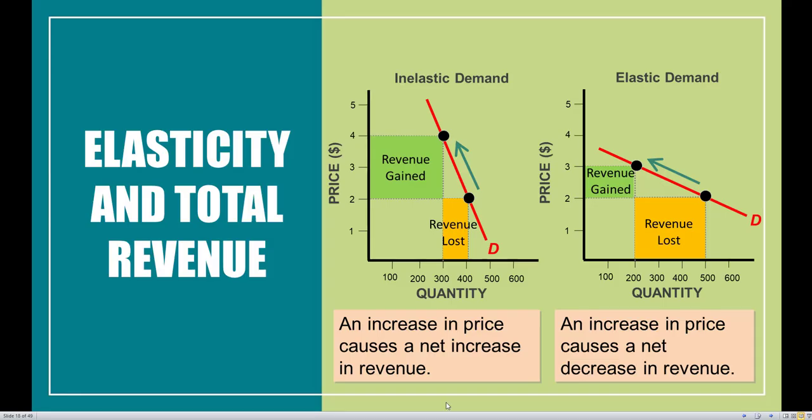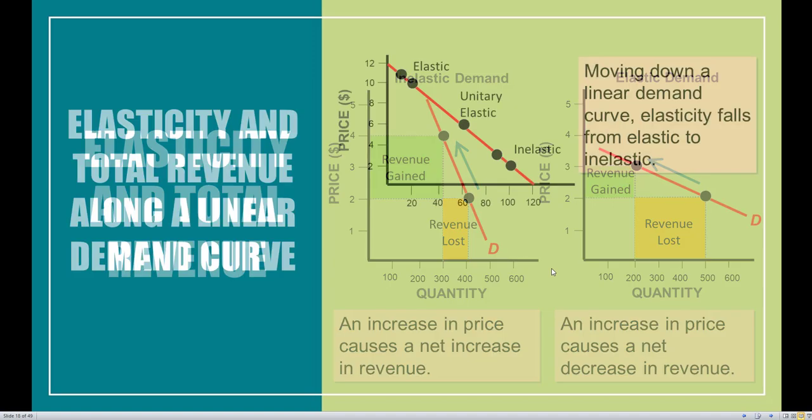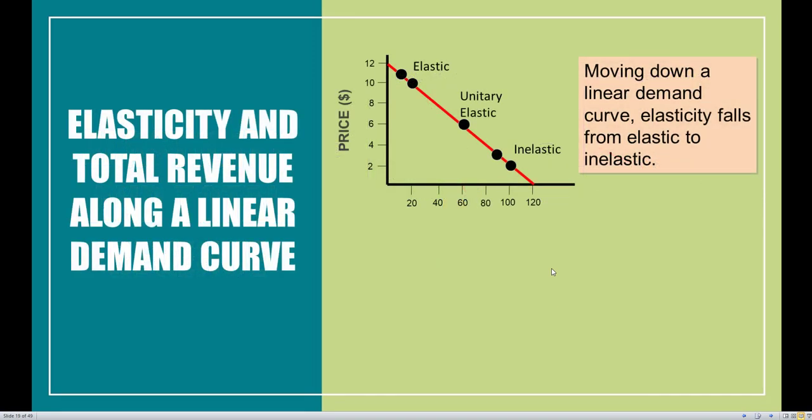And in order to show this, we can take a look at these two particular graphs right here. So as you notice, we have a demand curve right here, and all along the demand curve, the elasticity actually changes. When we start off at the beginning of the demand curve with very high prices, we are considered to be in the elastic range. And as we keep on moving down the same exact demand curve, we're going to hit the point of unitary elasticity, and then as we keep on moving down, we hit the points of inelasticity. So moving down a linear demand curve, elasticity goes from elastic to unitary elastic to inelastic.